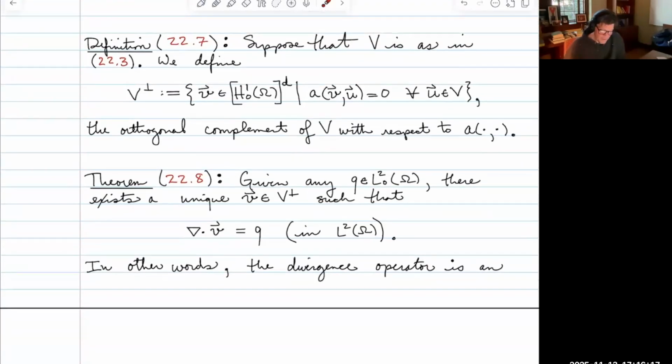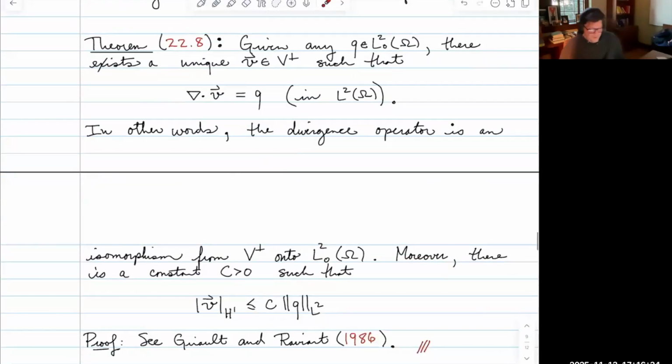Given any q in L02, the L2 functions that are mean 0, there exists a unique v in V perp such that the divergence of v is equal to q. The proof of this statement is non-trivial, so we're not going to prove it in this class.